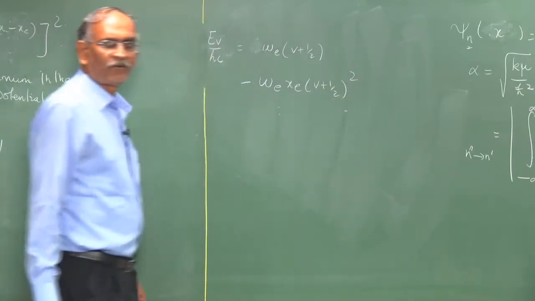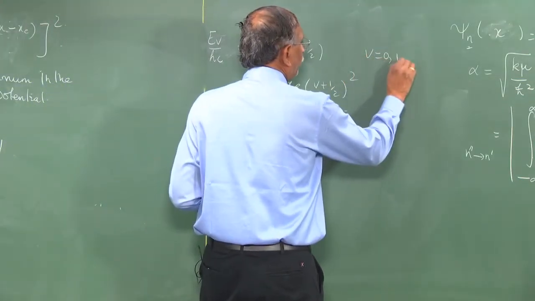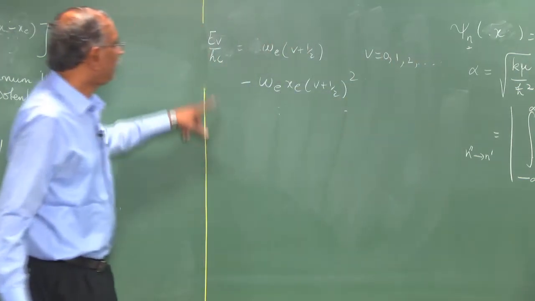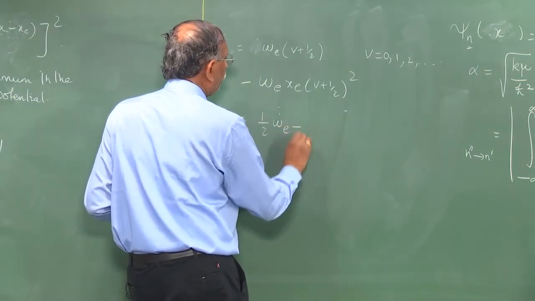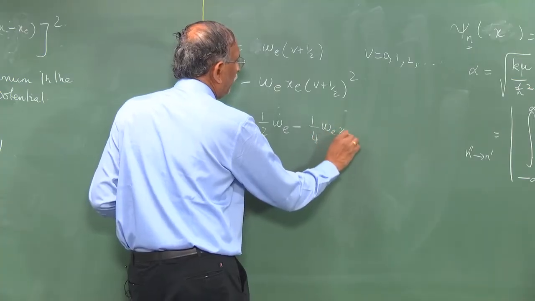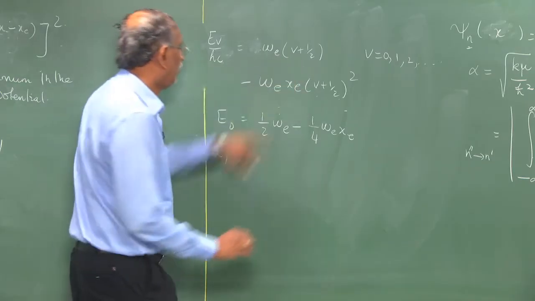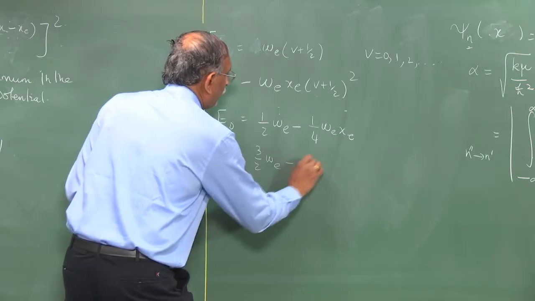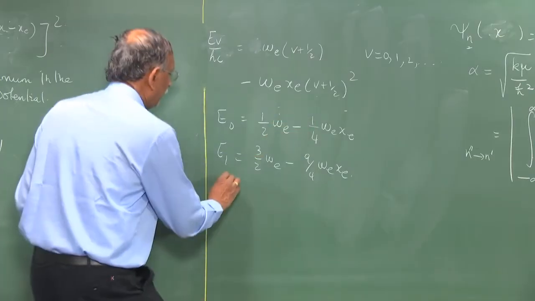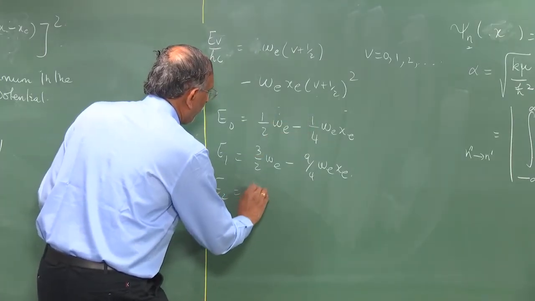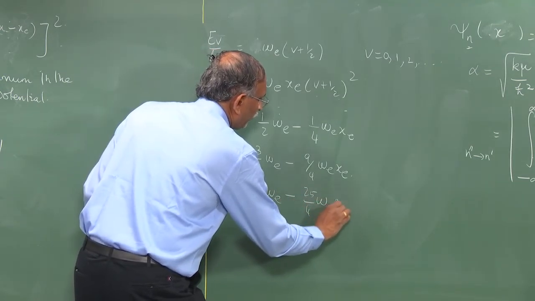I think this is the expression I probably used in the lecture notes, and you can see that the vibrational quantum number V is 0, 1, 2, etc. Immediately what you see is that E naught is no longer half omega E, but it is half omega E minus 1 by 4 omega E XE because of this term, and E1 is 3 halves omega E minus 9 by 4 omega E XE, because this is 3 by 2 whole square, and likewise if I write E2, it is 5 by 2 omega E minus 25 by 4 omega E XE.